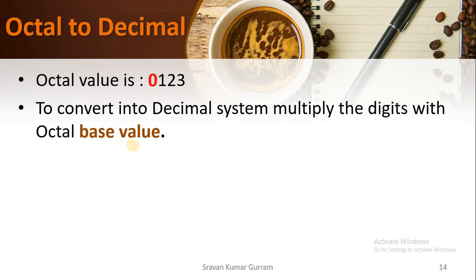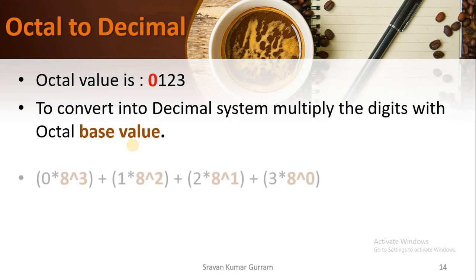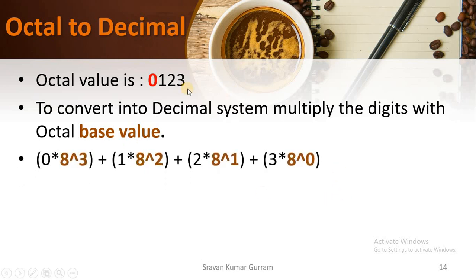We know that the octal number system base value is 8. See the procedure. Start from the right hand side. Right hand side digit is 3, so 3 multiplied with 8 power 0. That is the rule: 8 power 0 into 3 plus, whenever we move from right hand side to left hand side, the power of the 8 must be incremented by 1.